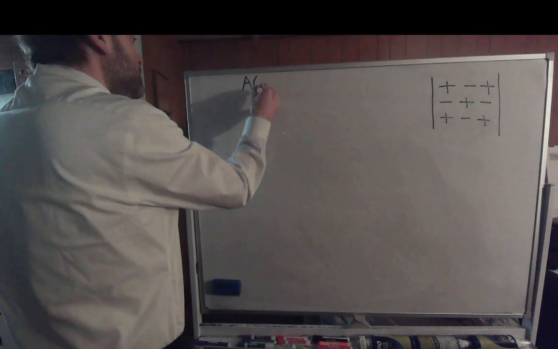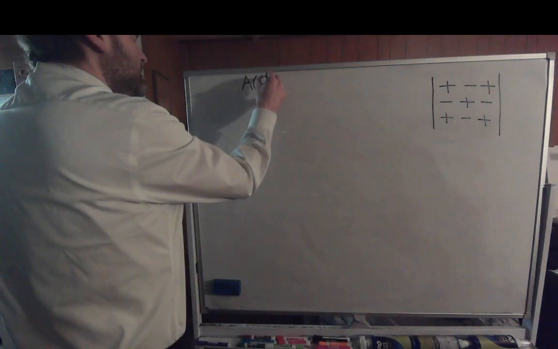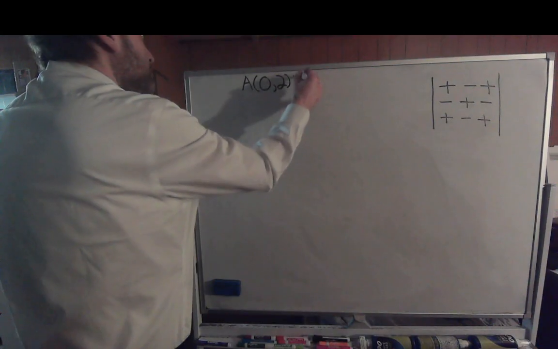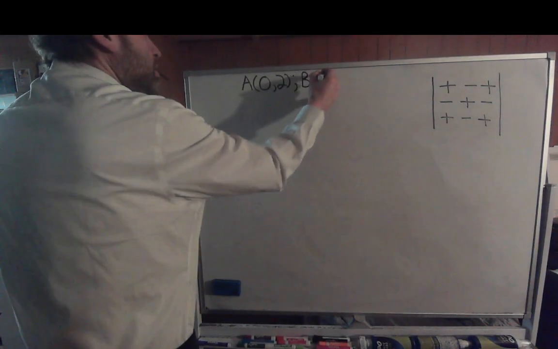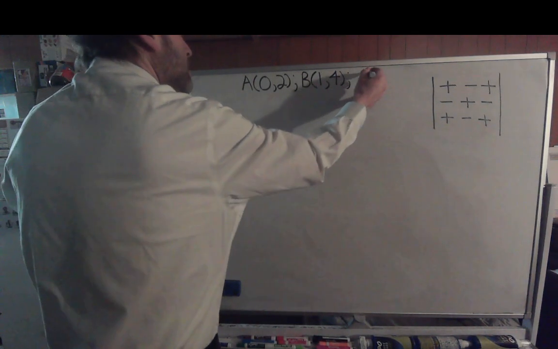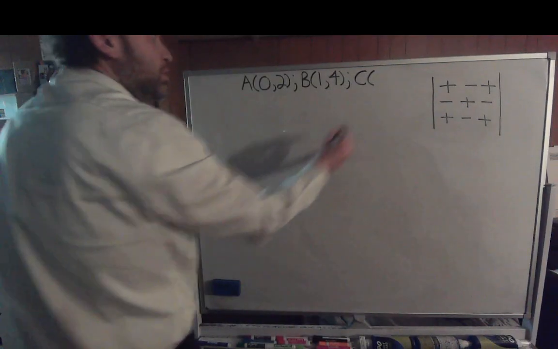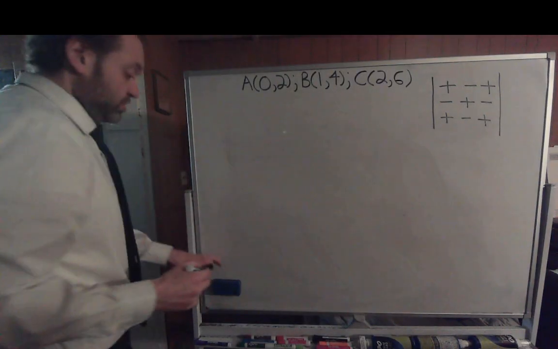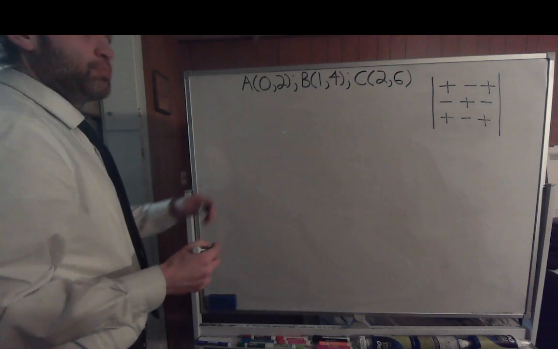Alright. Point A will be at 0, 2. Point B will be at 1, 4. Point C will be at 2, 6. So we need to determine, are these 3 points collinear?